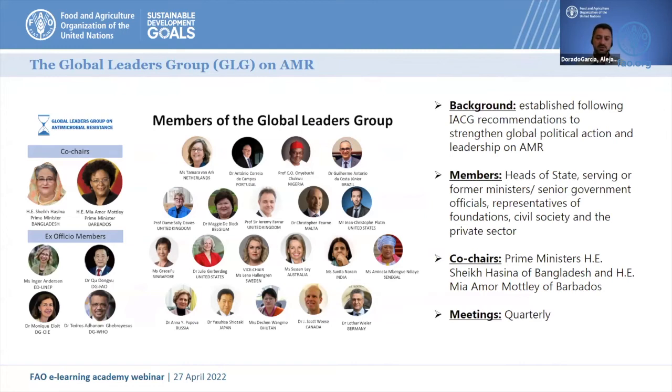The GLG is co-chaired by the Prime Ministers of Bangladesh and Barbados and has quarterly meetings to advance the implementation of their actions around defined priority areas of work. These defined priority areas of work include the promotion and advice for political actions, surveillance and monitoring, resource mobilization, and increased innovation, among others.